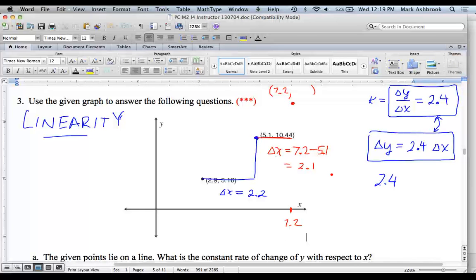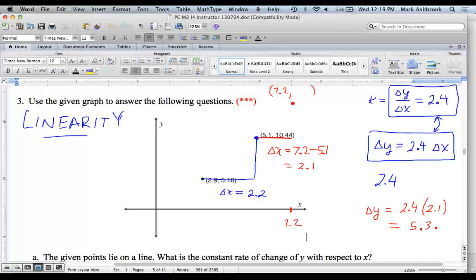Yes, sir? You multiply it by 2.4. And what would that give you? That would give you 10.32. No. Why are you doing that? What does it represent? Because it goes back to the equation, 2.4 times delta x. Okay, so the next thing we want is the change in y. So the change in y is always 2.4 times the change in x. And in this case, what's the change in x? 2.1. So what is our change in y when x changes by 2.1?